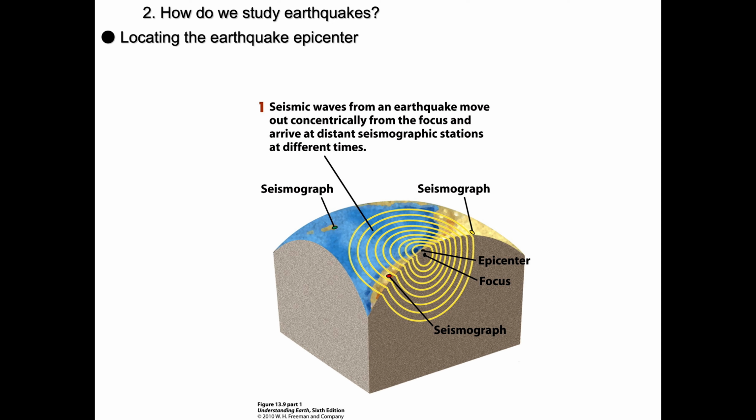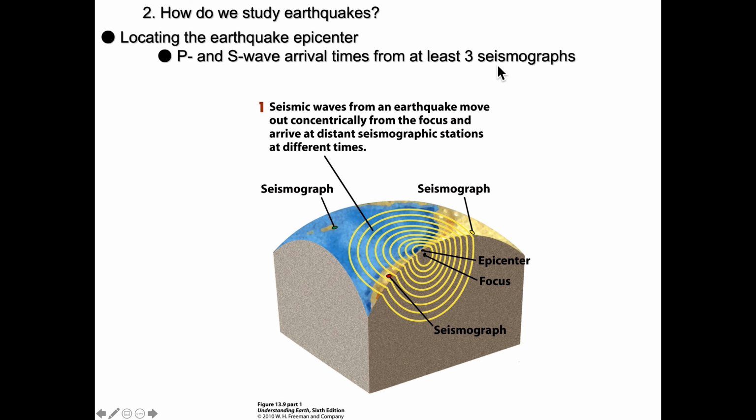Now, to find the location of an earthquake, we're going to need at least 3 seismographs. The P and S waves are going to arrive from 3 seismographs. Knowing that P waves travel at a rate that is faster than S waves, we can calculate the distance from the seismograph to the epicenter. We can't necessarily determine where the epicenter is unless we have 3 seismograph data sets.